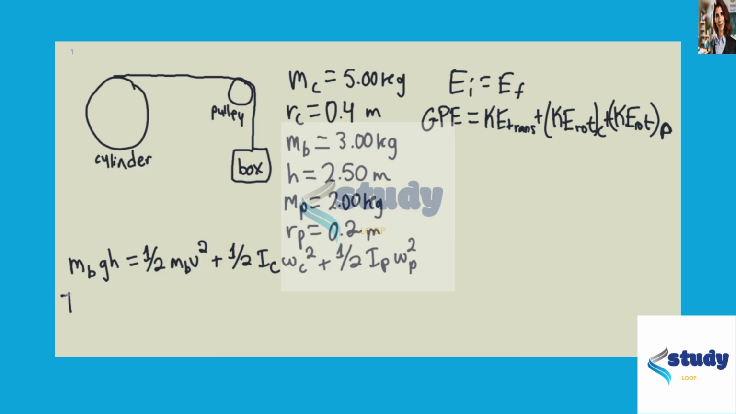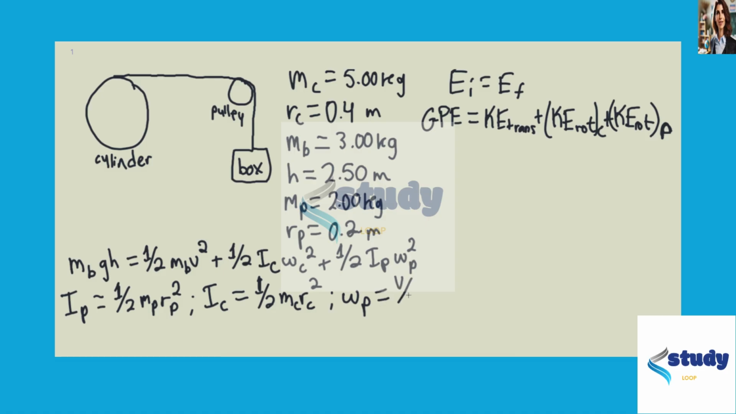At this point, we know that the moment of inertia of the pulley, because it's a uniform disk, is going to be 1/2 mass of the pulley, radius of the pulley squared. For the cylinder, it's going to be the exact same thing, 1/2 times the mass of the cylinder, radius of the cylinder squared. And then we know that the angular velocity of the pulley is going to be the linear velocity divided by the radius of the pulley, and the angular velocity of the cylinder will be equal to the linear velocity divided by the radius of the cylinder.